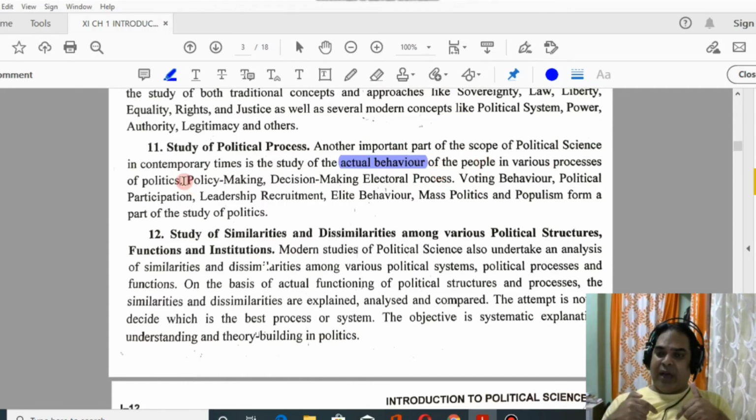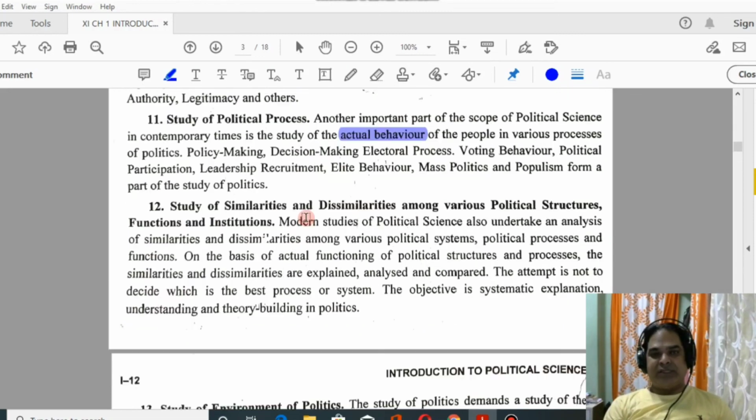Okay, we are involved in politics in different ways. The first person is a voter, the second person is a contestant, and then the person who forms the government, and they make policies; policy making is in their hands. Decision making, electoral process, voting, all this comes under the study of political science. So voting behavior, political participation, leadership recruitment, elite behavior, mass politics, and populism form part of this study. You can see that all of these form a part of the study of politics.